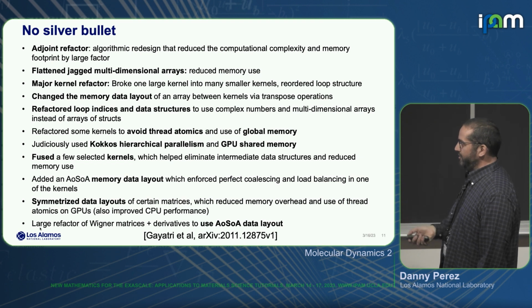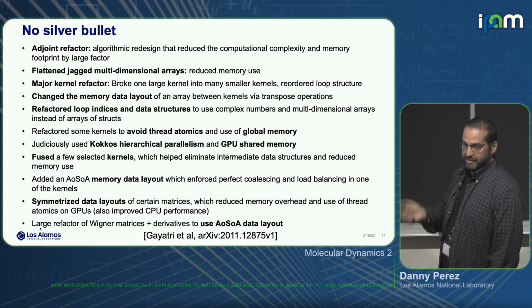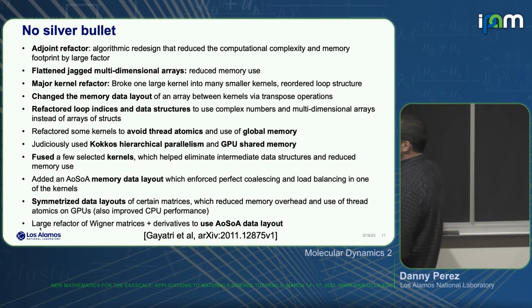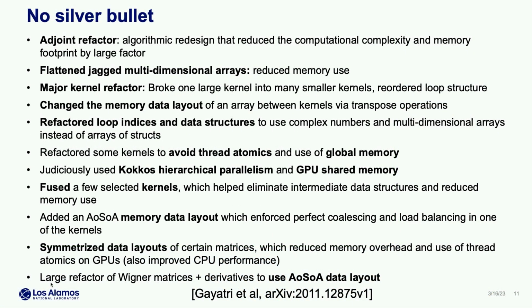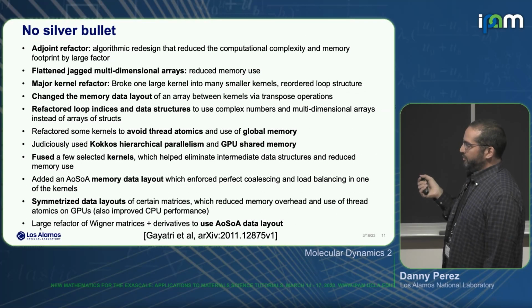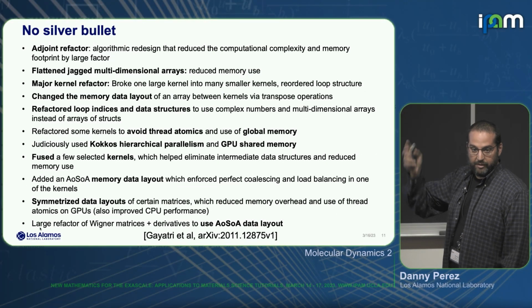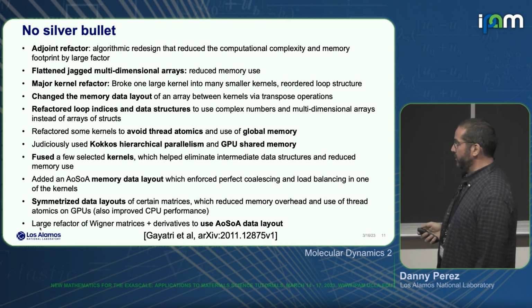This is a laundry list of things that they did to speed up the code, and there's a gazillion different things. Some things Tim mentioned, such as the memory layout: array of structs, struct of arrays. Something they found is that there's no optimal memory layout for everything. It was even better to change the memory layout on the fly as you run than to pick one and execute all of the kernels with it.